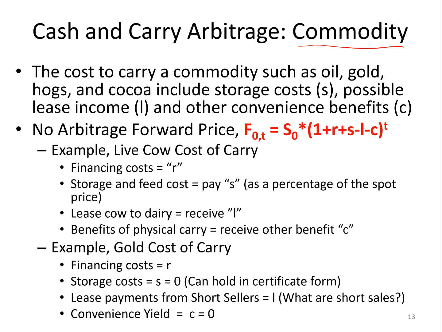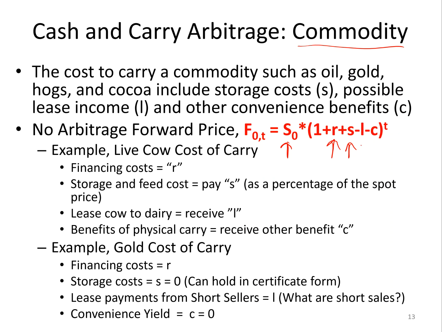So to execute a cash and carry arbitrage on a commodity, I'm going to buy in the spot market. I'm going to finance it at some rate R. However, if this is, say, a live hog, I'm going to have to pay a farmer, or pay to feed and house that pig until the contract matures. So I'm going to also pay a storage cost, S.